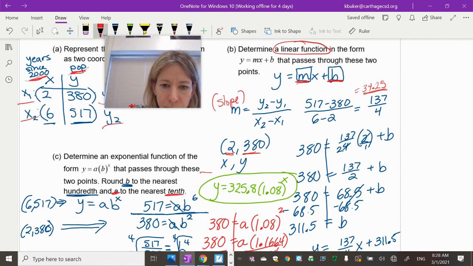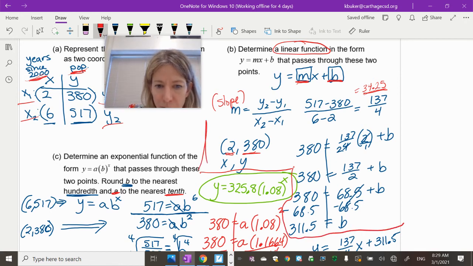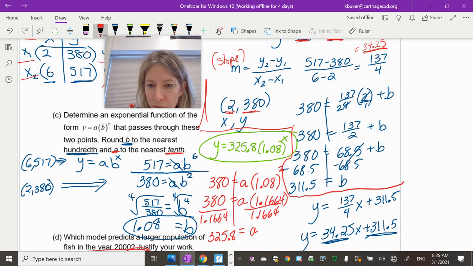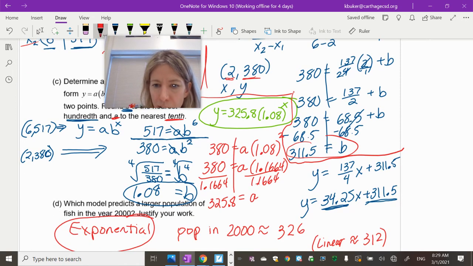Okay, so this was the calculation for the linear, which I just boxed off. This green is the exponential, so we don't want to go by that. We just substituted and found the b value here. So this is the linear equation we end up with. I left this one in fraction form, so this is my linear equation, y equals mx plus b.